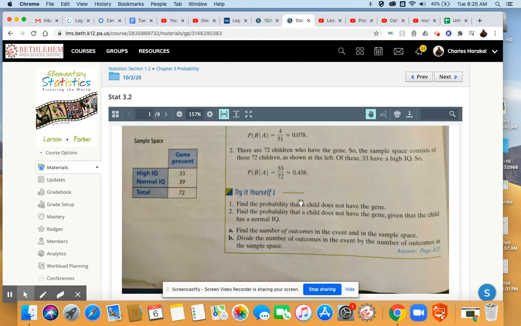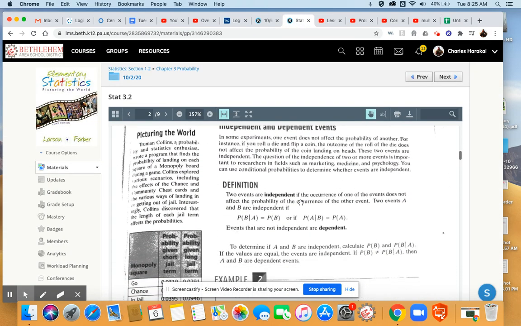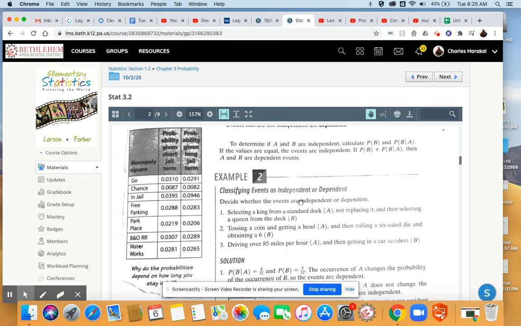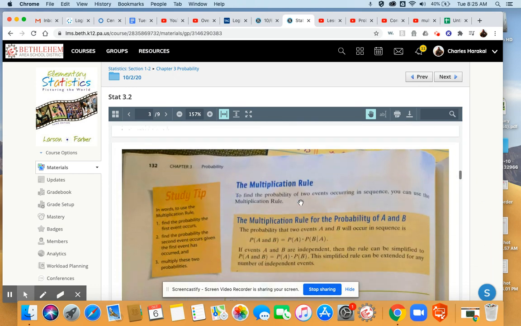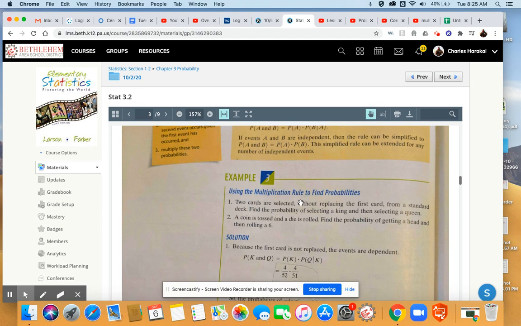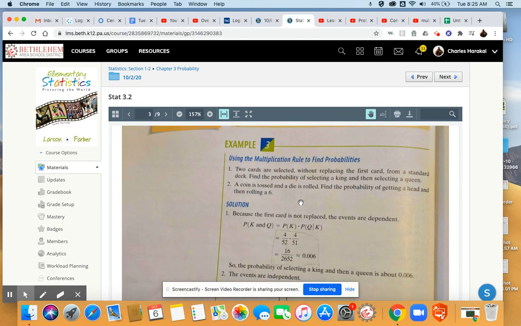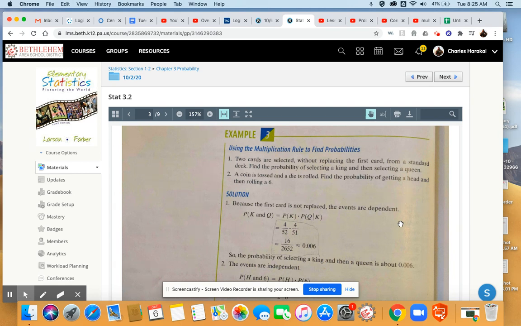Other things in this section: independent or dependent events, pretty straightforward. This multiplication rule simply means that if multiple events are happening in a row, you take the probability of each event and multiply them. Two cards are selected from a deck without replacing the first card. Find the probability of selecting a king and then a queen. So two things are happening: you're pulling a king out of the deck, not replacing it, and pulling out a queen.